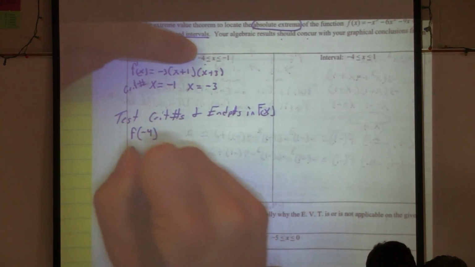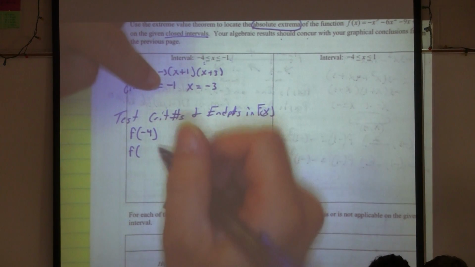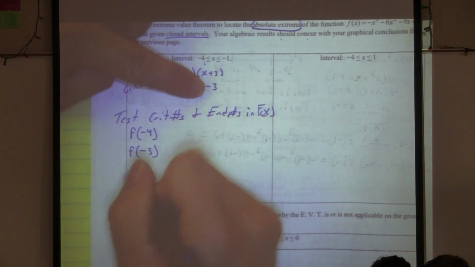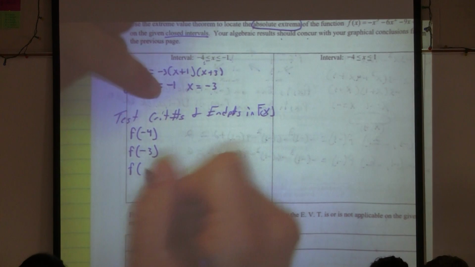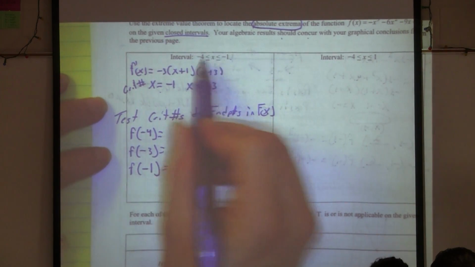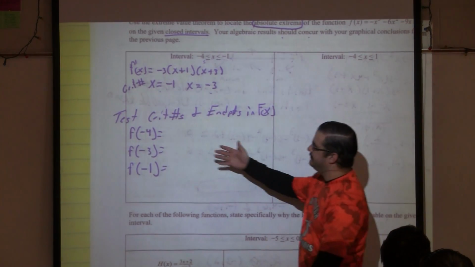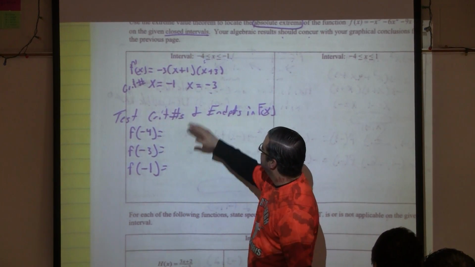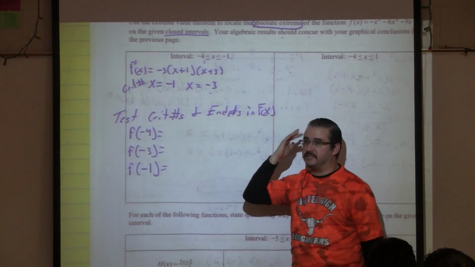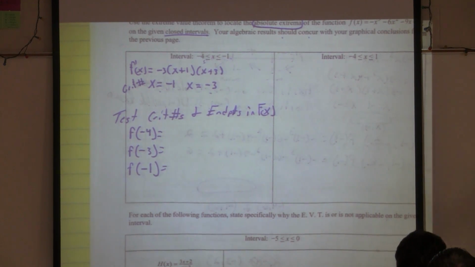-4. I'm also going to look for f of, what's the next number in between them? -3. And I'm also going to test f of what? Do you think I would test a critical number if it wasn't in the interval? Let's say I got a critical number and it was 5. Would I test 5? Why not? It's not in the interval, so that's another thing to keep in mind, okay? If the numbers you're testing are not in the interval, don't even test them. Good? Plug them in, see what we get.